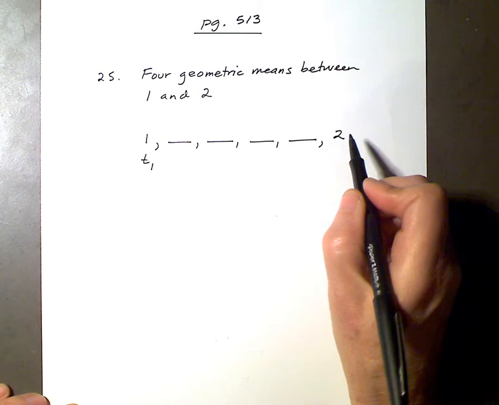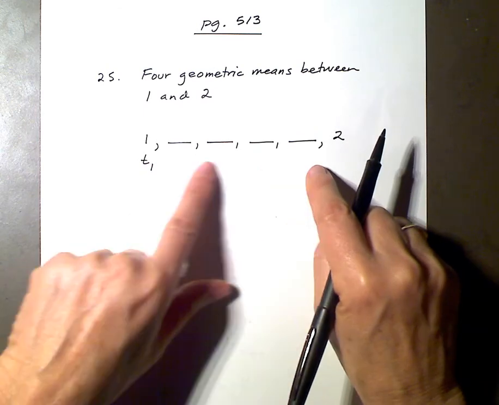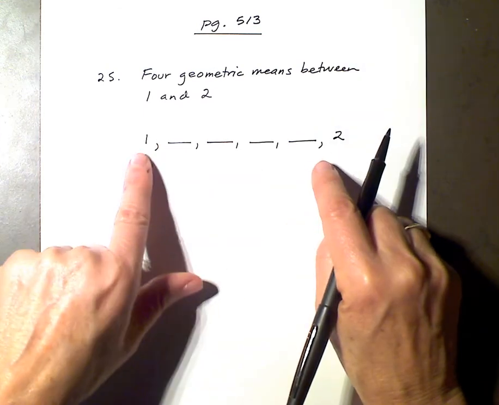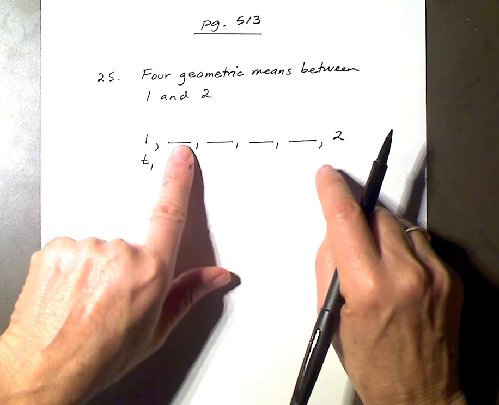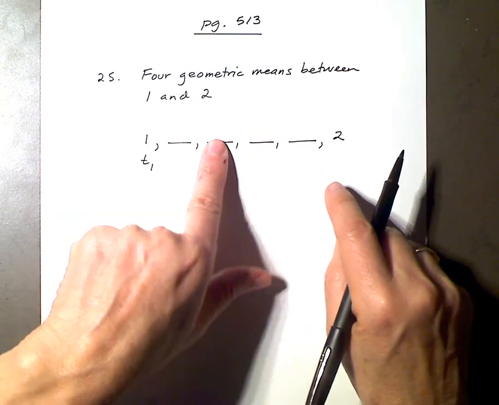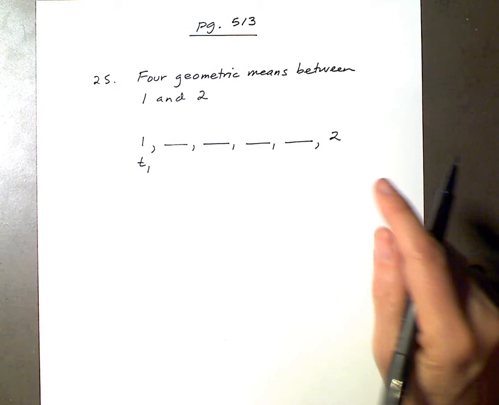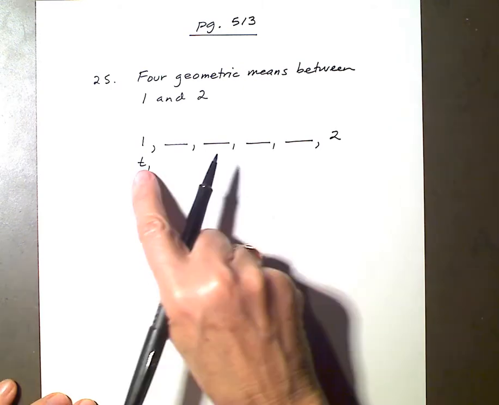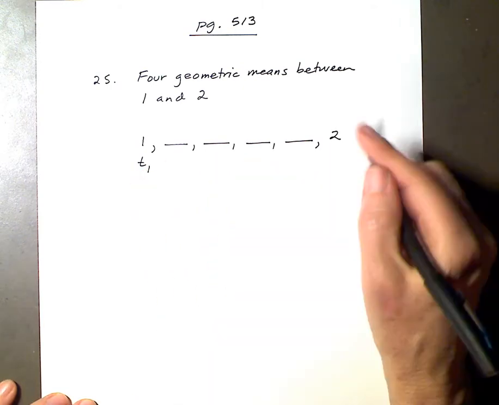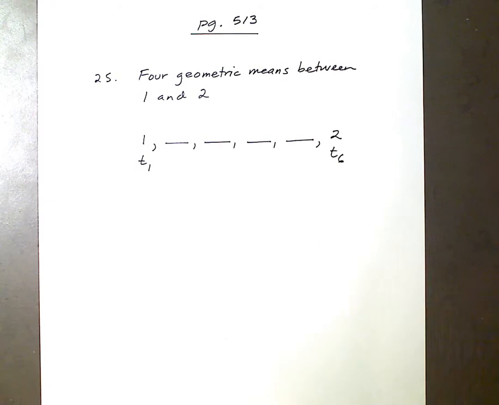So everything in here is going to be values between 1 and 2, and when we multiply 1 by something, we'll get this value, and we multiply that by the common ratio to get this, and so on and so on, and we have to end exactly on 2. So first term, second, third, fourth, fifth, this would be the 6th term in a little list.